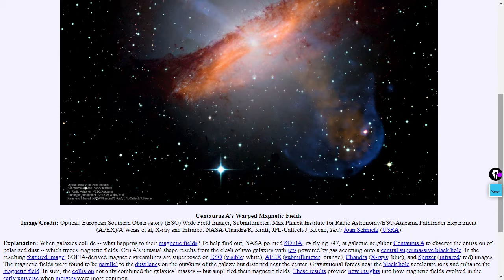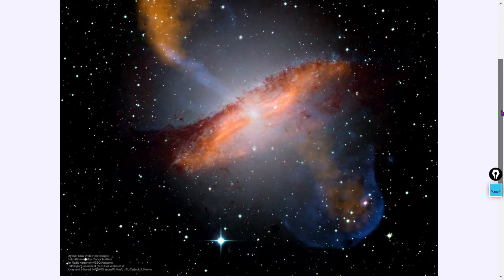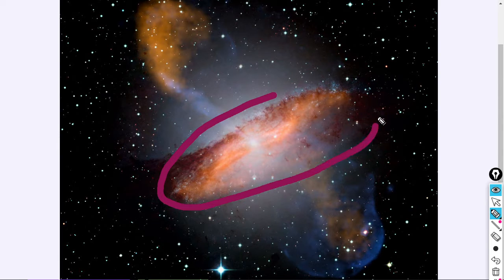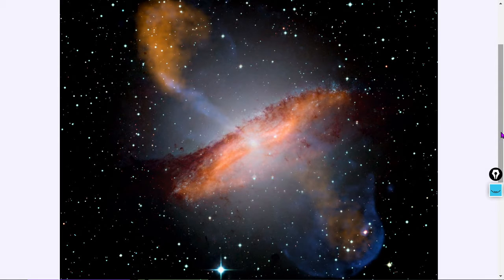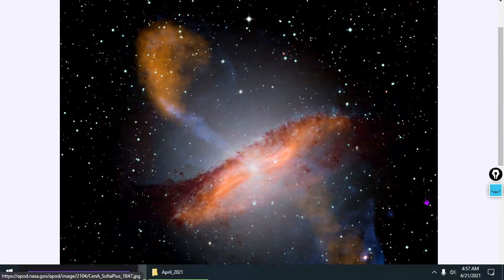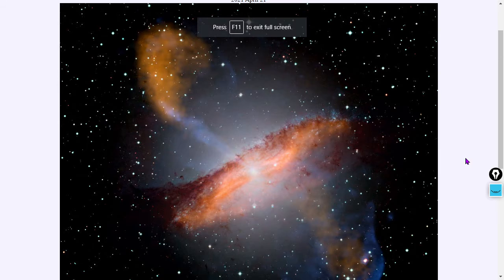I would note that the magnetic field lines are actually parallel to the dust lanes on the outside of the galaxy and distorted near the center. This is believed to be a recent galactic merger, which is why the center portion, the main disk of the galaxy, looks quite distorted here. Great view there of Centaurus A. This is the APOD, the astronomy picture of the day. You can go check it out yourself at apod.nasa.gov.